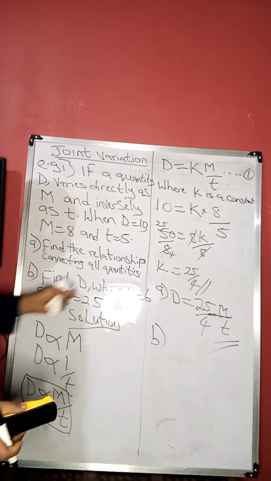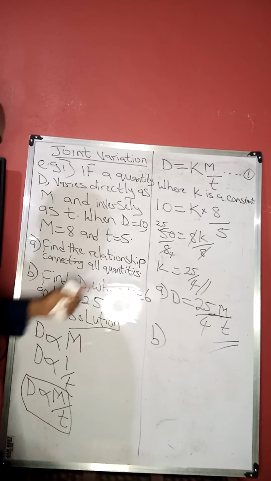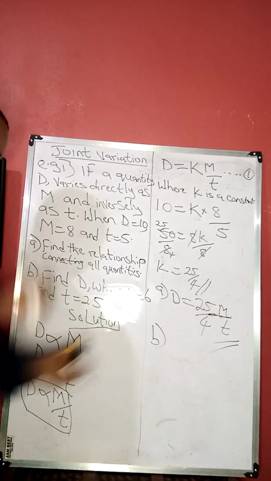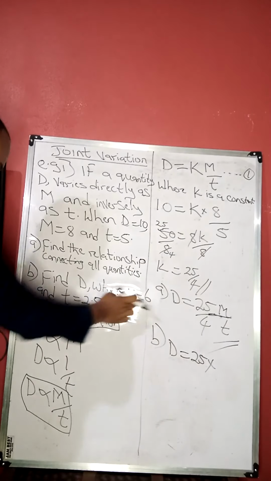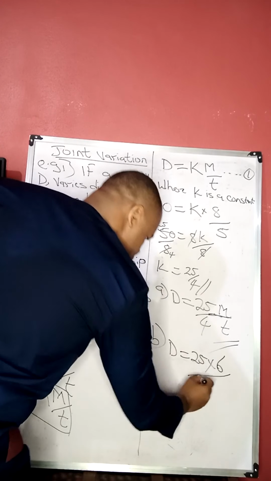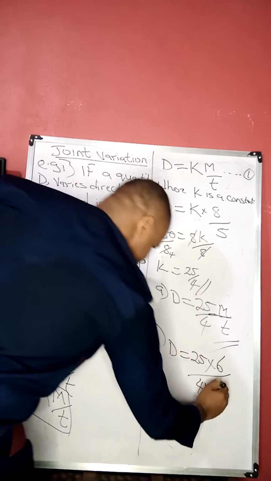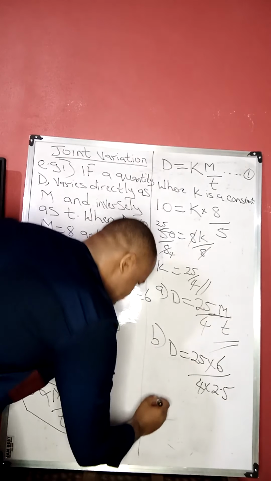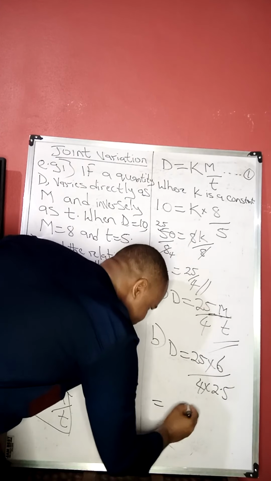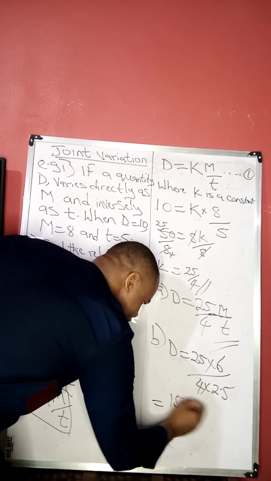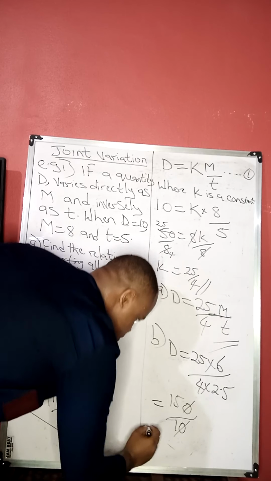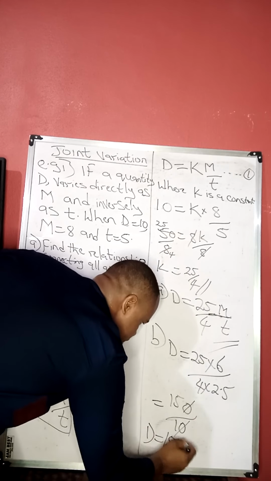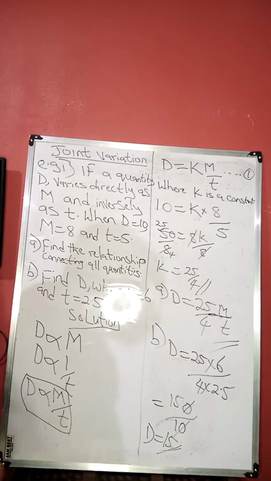Alright, the B part of the question quickly. The B part says find D when M is 6 and T is 2.5. We introduce it here. My D is 25 times my M, which is 6, over 4 times my T, which is 2.5. Alright, so I'll be having this as 25 times 6, that is 150, over 4 times 2.5, which is 10. 0 cancels 0, so my D is equal to 15. Alright, we got our value for D as 15. Now we've solved this question.